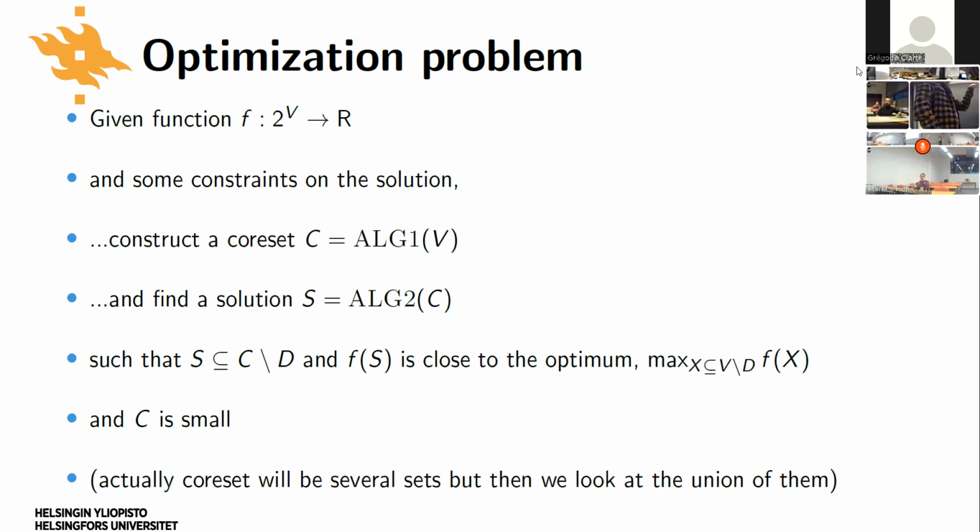Some small detail here, which I don't really mention, is that this coreset, this C, is actually not one set; it's actually multiple sets. It can be multiple sets, but then we just look at the size of it, and we look at the union of all these sets of items. All right.